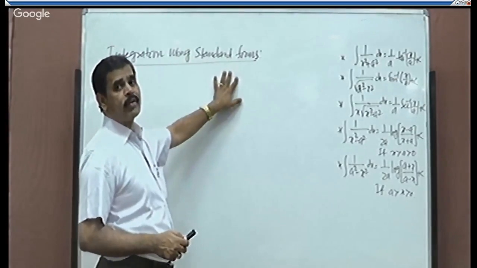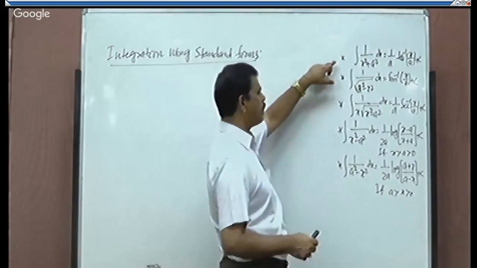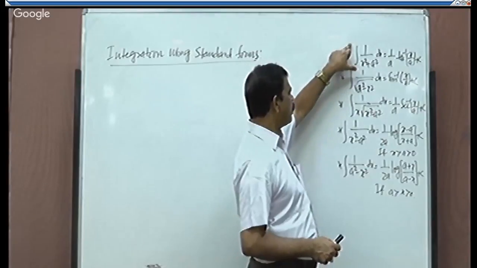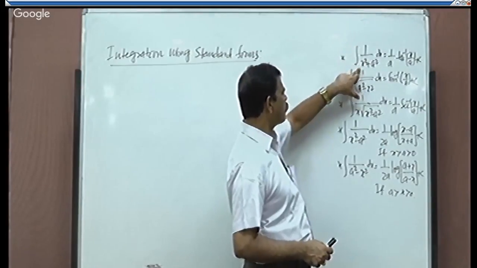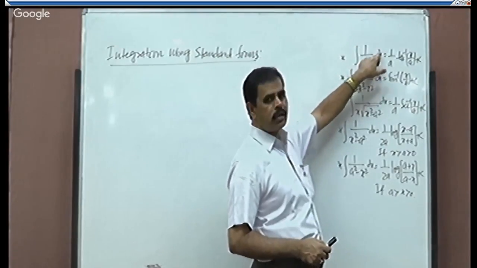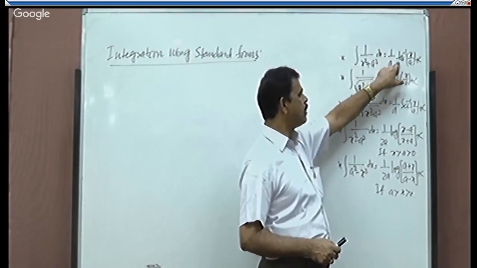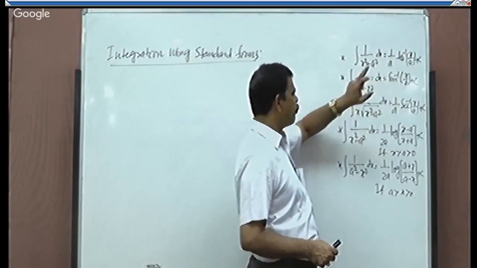Which are the standard forms? See, there are 5 standard forms. Number one, integration of 1 by x square plus a square into dx is equal to 1 by a into sine inverse of x by a plus c.